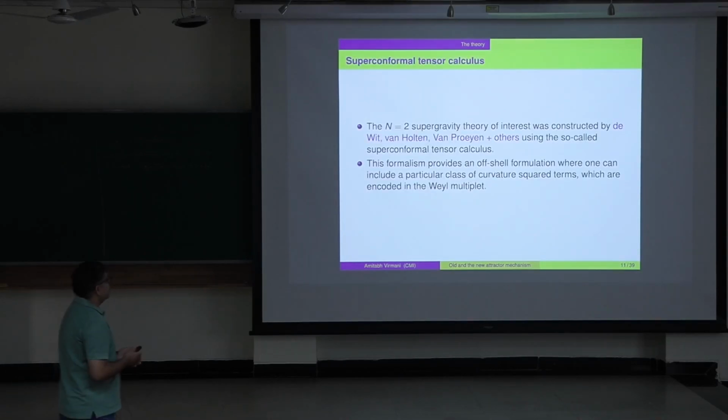Okay, so let me say what this theory is. The N equal to 2 theory is the theory of interest, and this was constructed by these authors using the so-called superconformal tensor calculus.